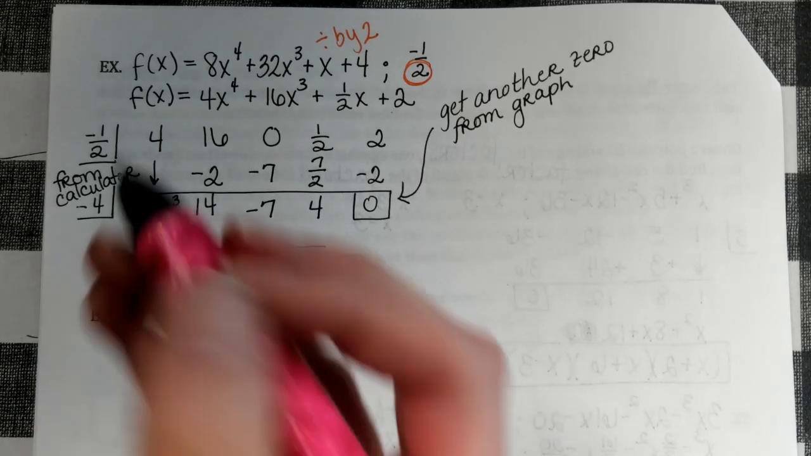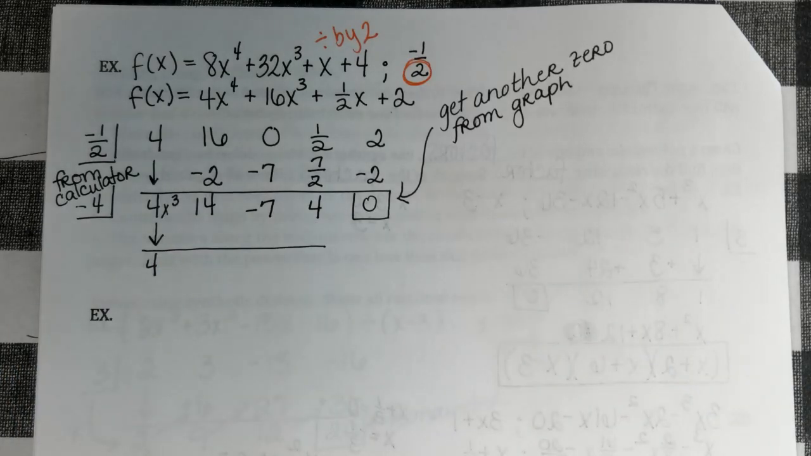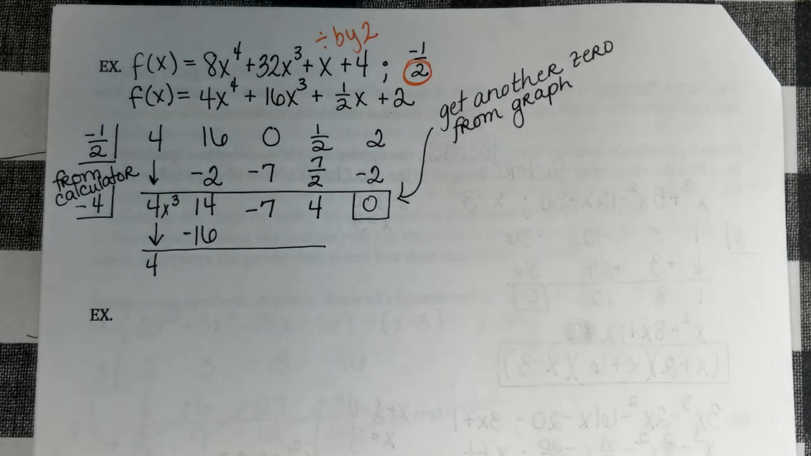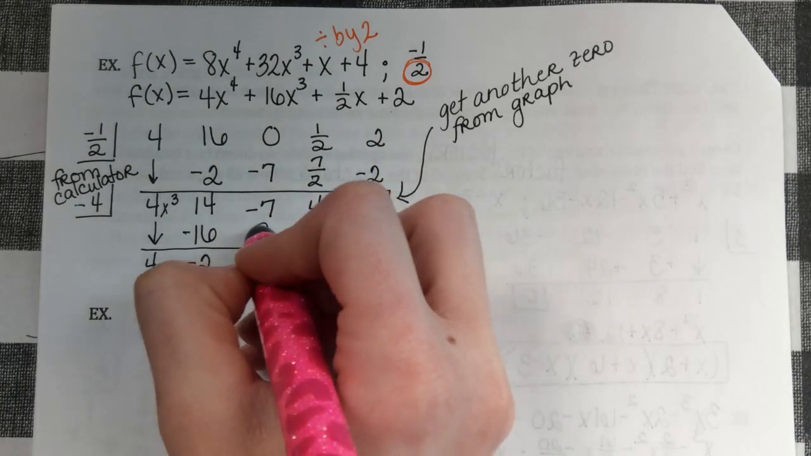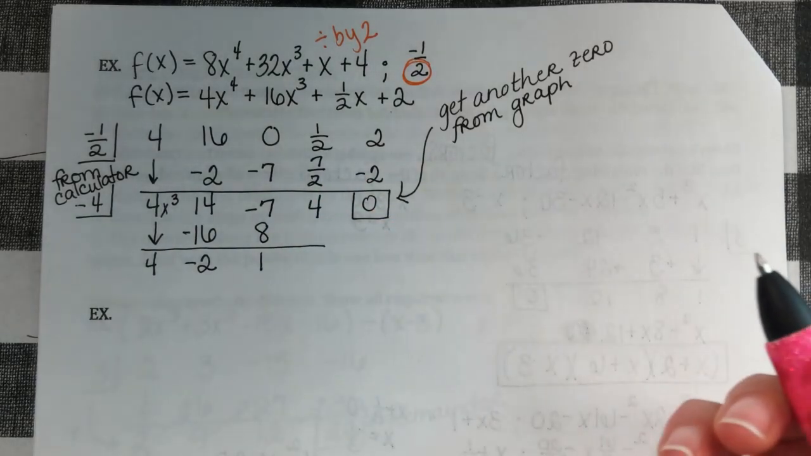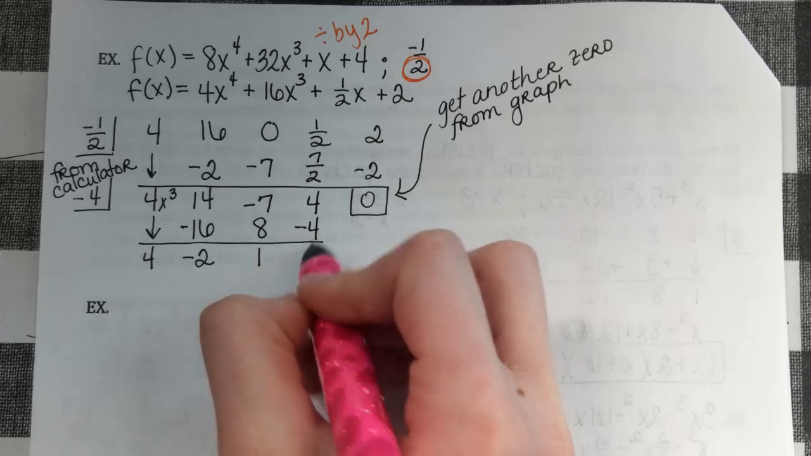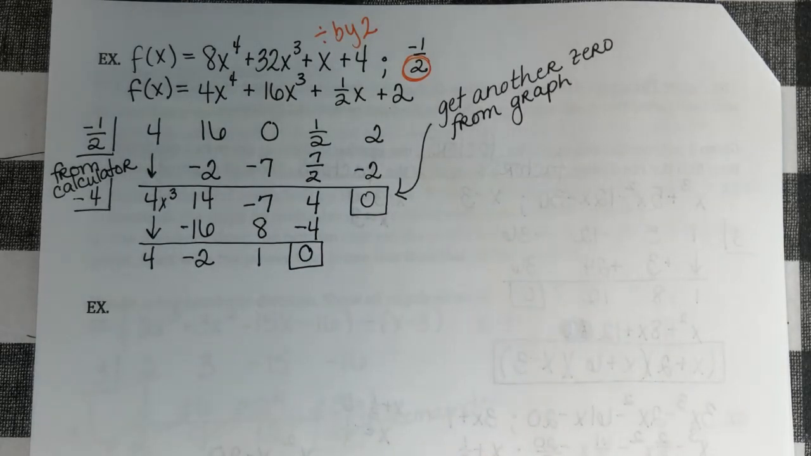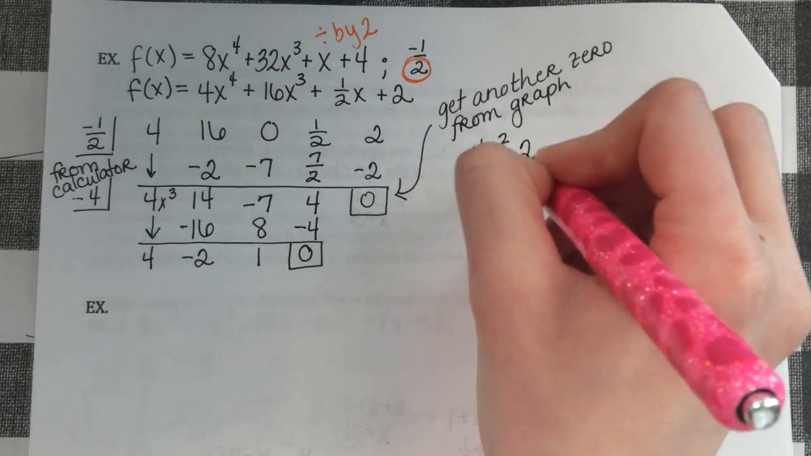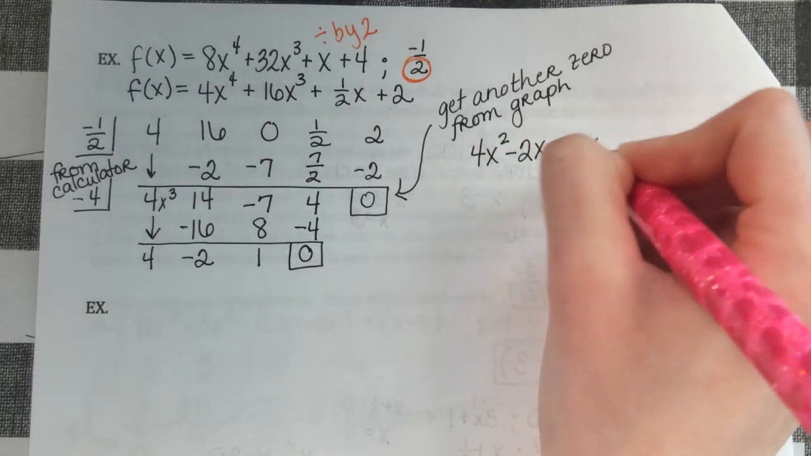So you bring down the 4. -4 times 4 is -16. 14 and -16 gives me -2. -4 times -2 is 8. -7 plus 8 is 1. -4 times 1 is -4, which gives me the 0 I need. Okay, so now we've got 4x squared minus 2x plus 1 equals 0.